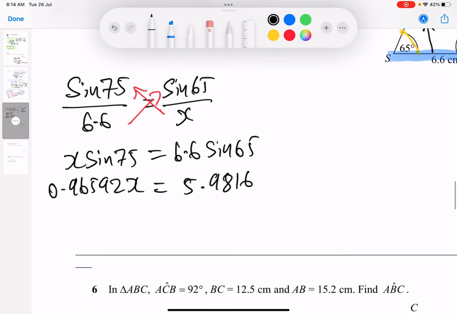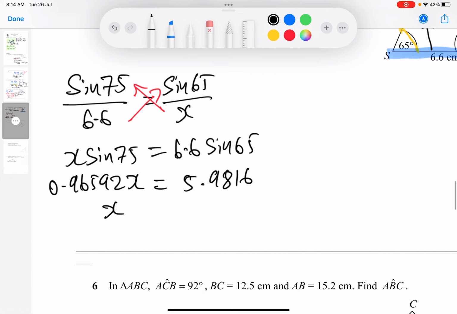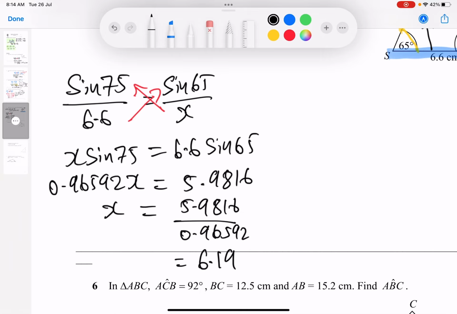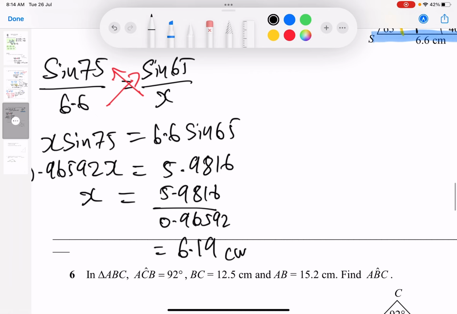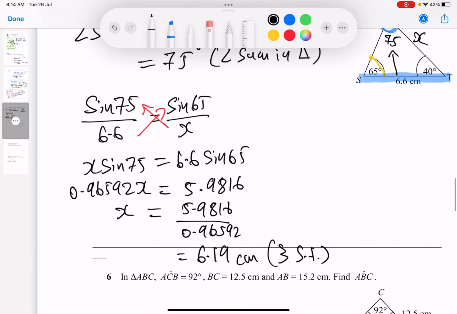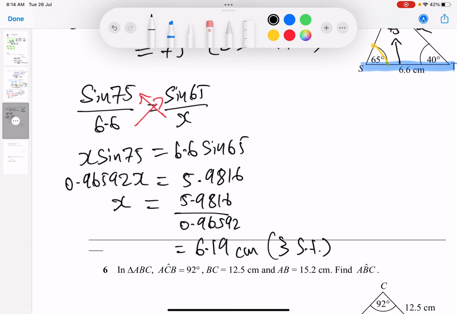So you can see here that if you want to find the value of x, then you will divide both sides by 0.96592, which would give you 6.19. This is to 3 significant figures. Did they give you any units here? Yes, this is cm, so this is 3 significant figures. So basically this is how we will do this problem.